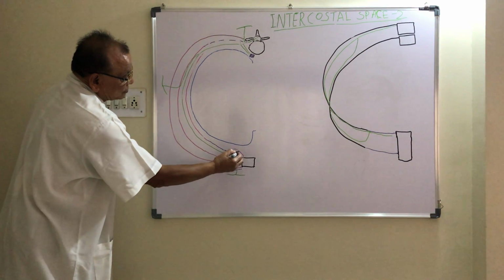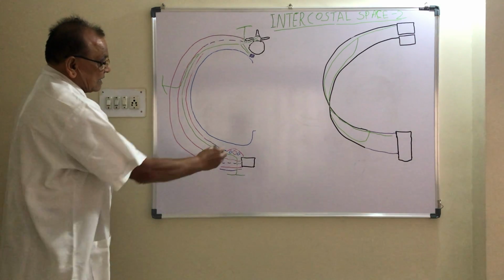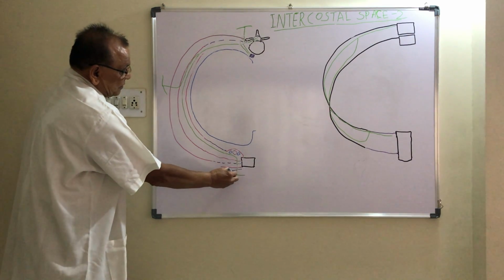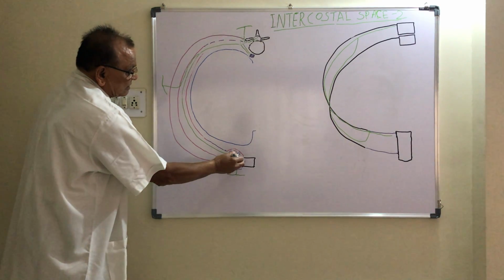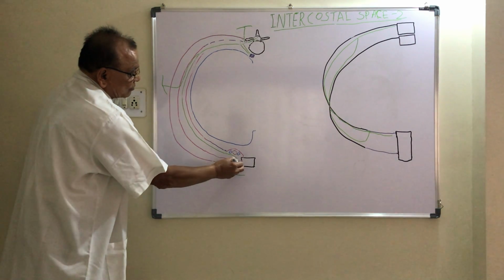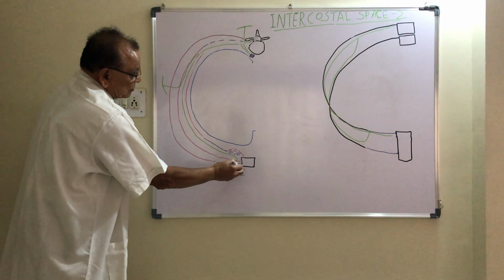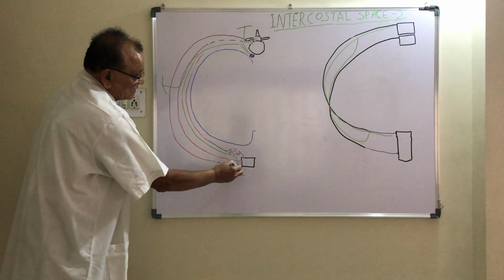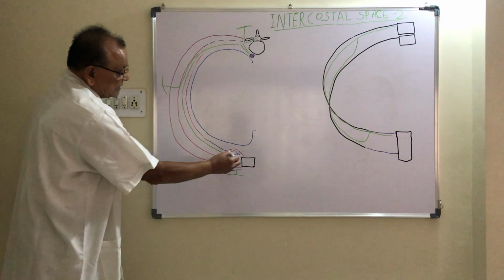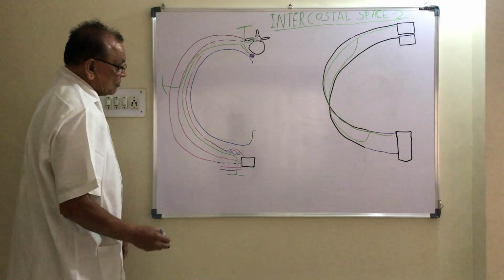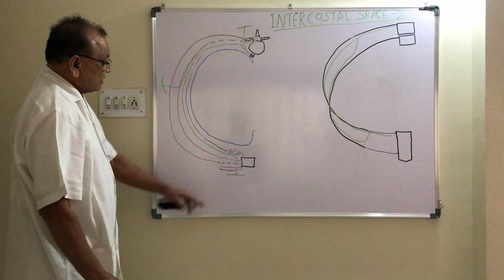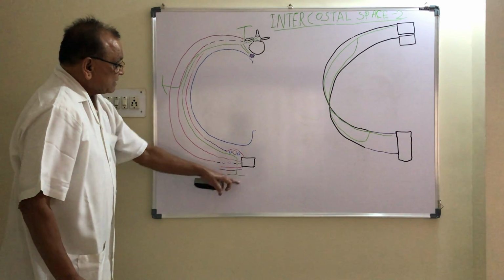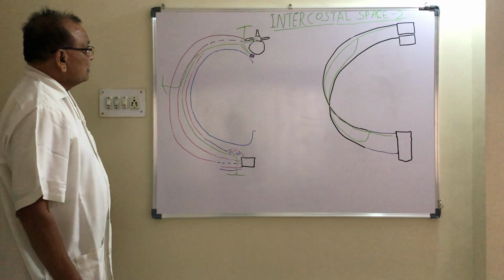Then it crosses the internal thoracic vessels and passes forward. It pierces the internal intercostal muscle, external intercostal membrane, pectoralis major, and pectoral fascia or deep fascia, and then becomes a cutaneous nerve, called the anterior cutaneous nerve. It divides into medial and lateral branches, which supply the skin of the front of the chest.